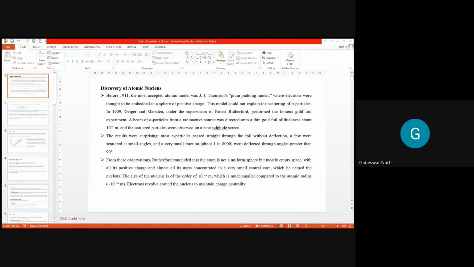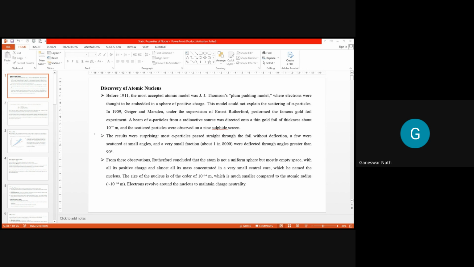Let me start with the discovery of the atomic nucleus. All of you know that before 1911, J.J. Thomson gave the plum pudding model of the atom, in which he mentioned that the electrons are embedded in a sphere of positive charge. And this model could not explain the scattering of the alpha particle.